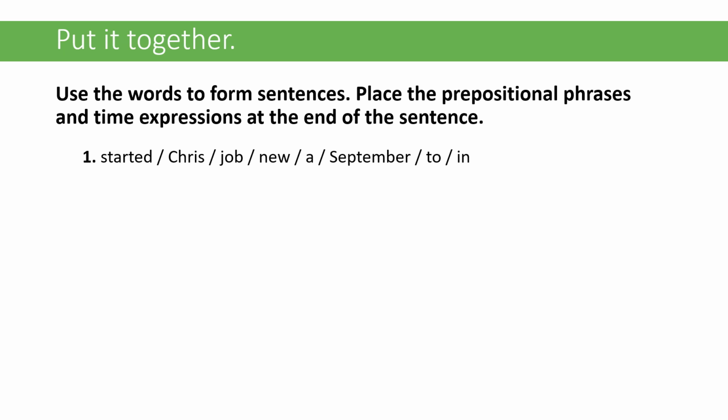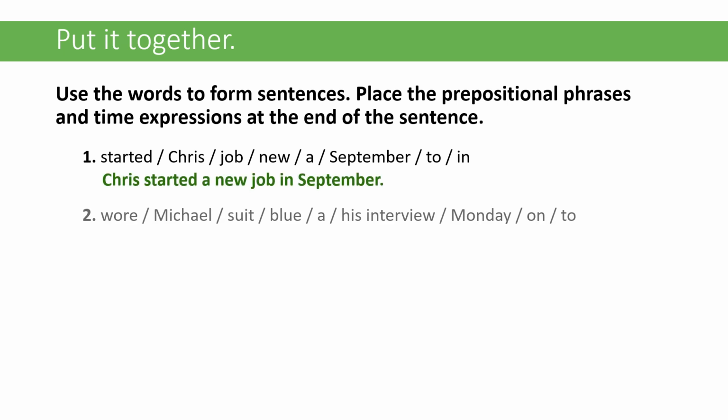So use the words that you're given to form sentences. You want to place the prepositional phrases and time expressions at the end of the sentence. Remember, you can put time expressions at the beginning, but in this exercise, it's asking us to put them at the end. Keep in mind, P comes before T, so place is always going to come before time. So the first one should be, Christopher started a new job in September.